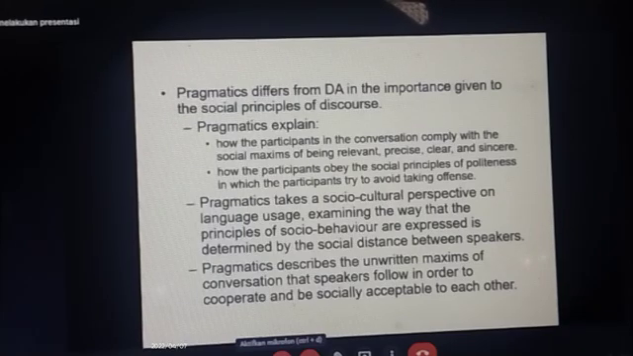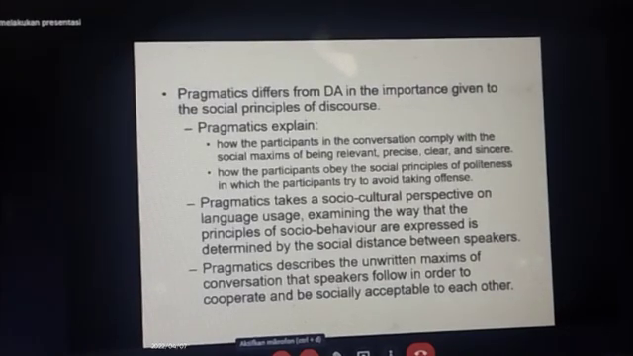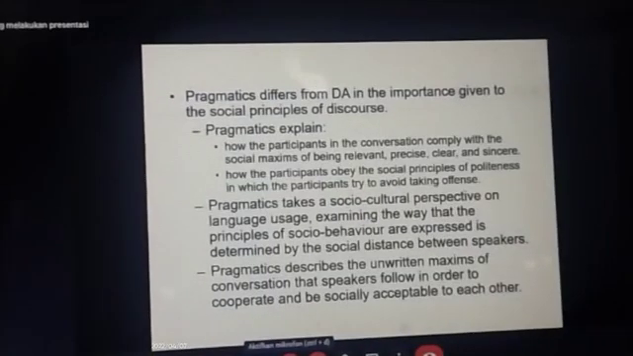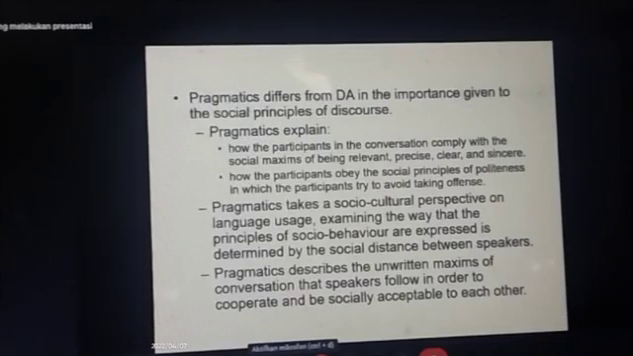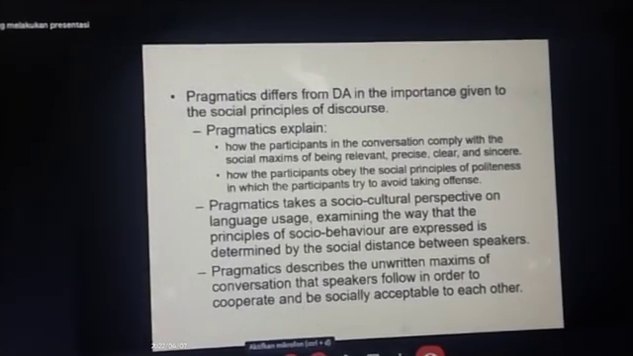Itu adalah konsepnya pragmatic. Makanya kemudian how the participant in the conversation comply with the social maxim. Dia harus memperhatikan maksim supaya relevan. Kemudian bahasanya precise, clear, dan sincere. Jadi bagaimana kita kemudian menggunakan bahasa yang tepat dengan orang itu sehingga tidak menyinggung orang itu. Jadi, kenapa? Karena kita menggunakan bahasa itu biasanya bisa menyinggung. Makanya kemudian how the participant obey the social principle of politeness in which the participant try to avoid taking offense, sehingga dia tidak merasa dikasari dengan bahasa.